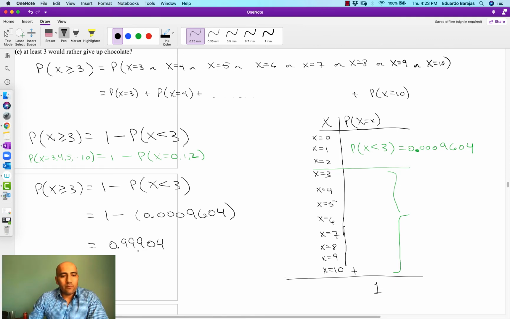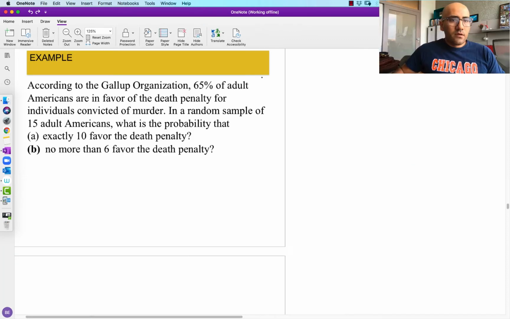12304, right? Which is a very high likelihood. Probability that x is greater than or equal to 3 is 99.904%. Good. So we just highlighted how we can take advantage of the table and knowing that the summation of all the probabilities has to add up to 1 to be able to find the complement. So that'll shorten our work from time to time.